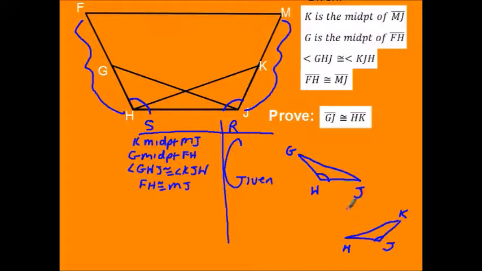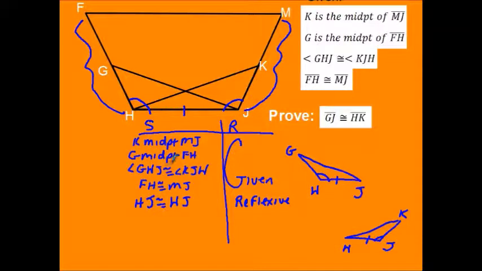Now, what I see here is that we have reflexive. They're sharing that full segment HJ. I'm going to say HJ is congruent to HJ. The reason is going to be reflexive. It's a full side of both triangles. I'm going to put in my markings here. And let's put in my markings on my original picture. Now we need another side.